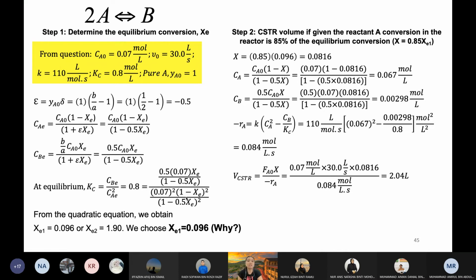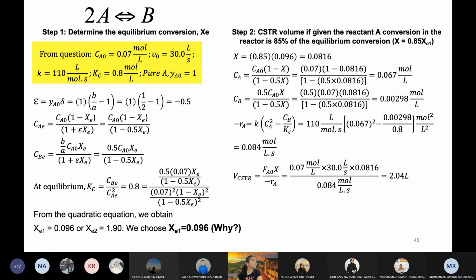Memang biasa, kalau quadratic, kamu tahu mathematics, you have 2x, you have 1 more than 1, 1 less than 1. So kamu dah pernah belajar conversion, regardless conversion or equilibrium conversion, it can never be more than 1. 100% kan satu fraction dia. So you naturally will choose the x lesser than 1.